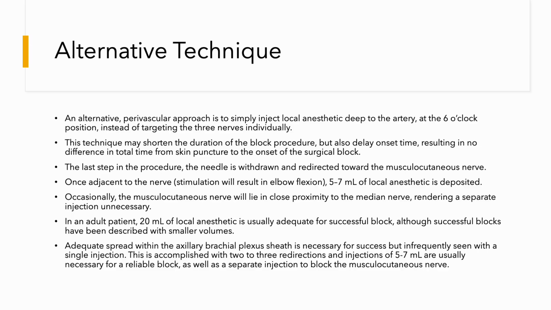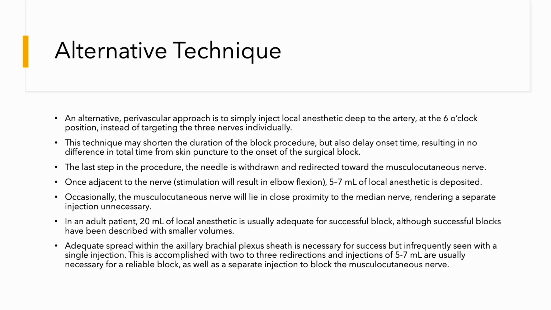Okay. The last step in the procedure is the needle is withdrawn and redirected toward the musculocutaneous nerve. Once adjacent to the nerve, stimulation will result in elbow flexion, and we're going to deposit 5 to 7 mLs of local anesthetic. Okay. Occasionally, that musculocutaneous nerve will lie close in proximity to the median nerve, rendering a separate injection unnecessary. Okay. All right. Usually, about 20 mLs of local anesthetic for these patients is going to be sufficient.